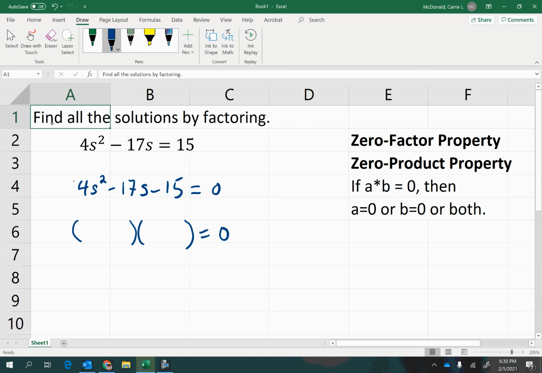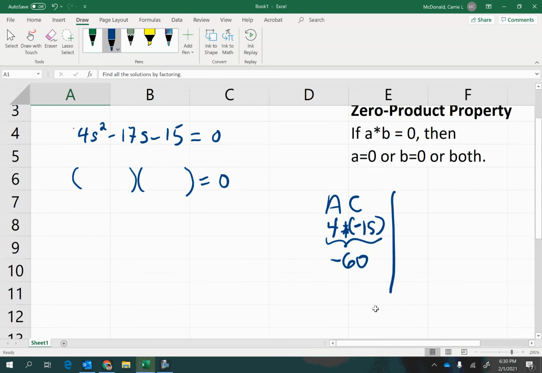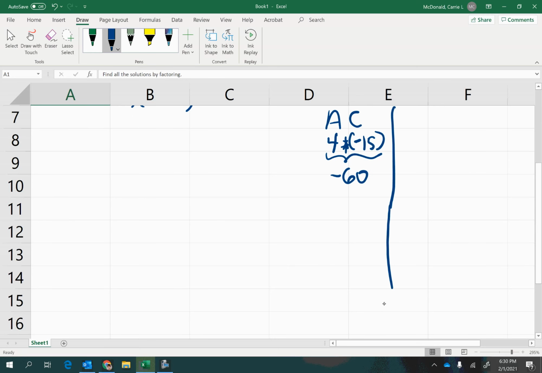Now I like to use the AC method, which is where you multiply the coefficient in front of the squared term, so that's 4, times c, which is negative 15, and you'll get negative 60. Then you try to find a factor pair that will give you a product of negative 60, but will give you a sum of the middle term coefficient, negative 17.